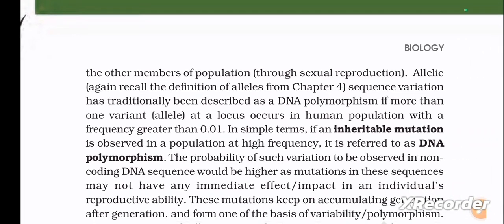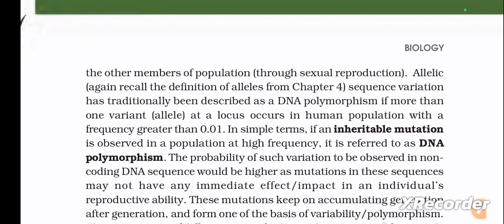Again recall the definition of alleles from chapter 4. Allelic sequence variation has traditionally been described as a DNA polymorphism if more than one variant at a locus occurs in human population with a frequency greater than 0.01. In simple terms, if an inheritable mutation is observed in a population at high frequency, it is referred to as DNA polymorphism.